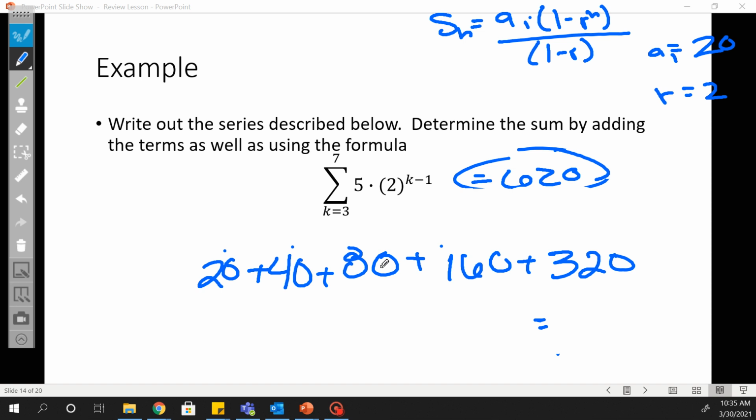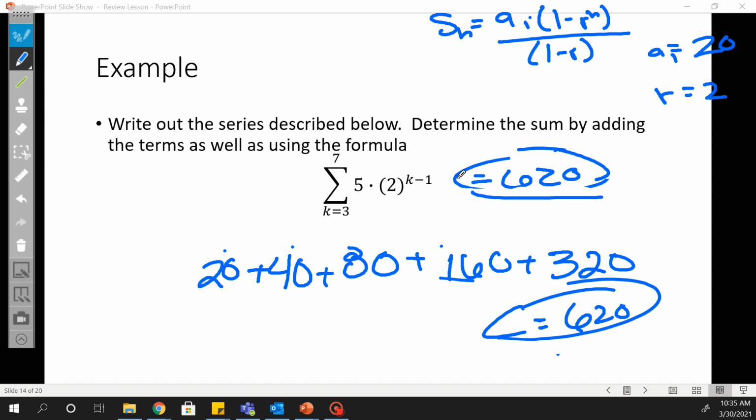And what do you get when we add these all together? 20 plus 40 plus 80 plus 160 plus 320, 620. Okay, same thing. If I list out all the numbers that this is describing, I get 620. If I use the formula, I get 620. So it doesn't mean we want to use the formula, but you can write them out as well.